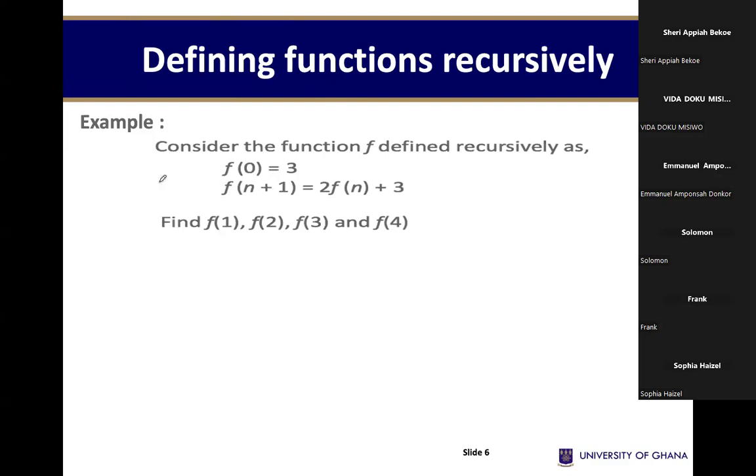Okay, so I think we can continue. Please, what did you get for F1? I got F1 to be 9. Okay, so how did you get F1? In calculating F1, that's what I did. F1 is equal to 2F of 0 plus 3, since we were given f of 0 to be equal to 3. So it's 2 times 3 plus 3, which is equal to 9.